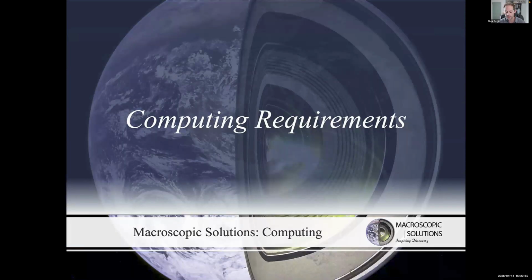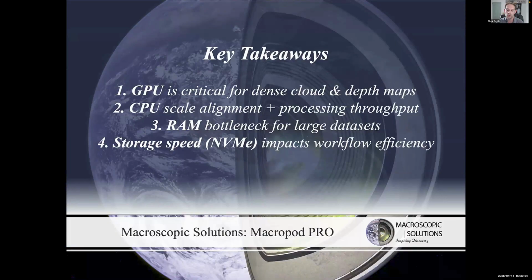So I want to talk a little bit about the computing requirements, because for Metashape to work, it requires a pretty powerful computer. Key takeaways, things to pay attention to: the GPU is very critical for dense cloud and depth map generation. The CPU cores are really important for scale alignment and processing throughput. RAM is going to be your main bottleneck for speed and efficiency in really large data sets. So you're looking at a computer with 64 gigabytes minimum, and then storage speed, your NVMe, really impacts your workflow efficiency.